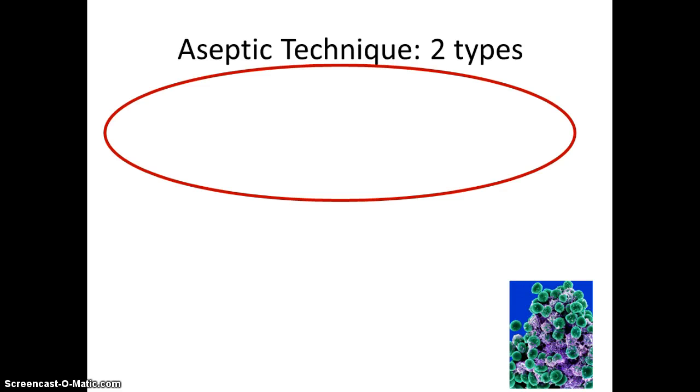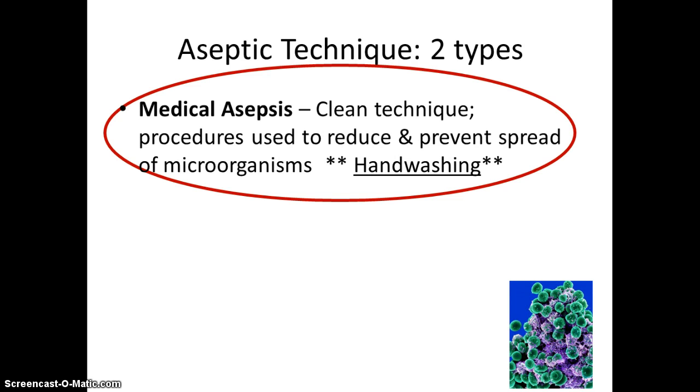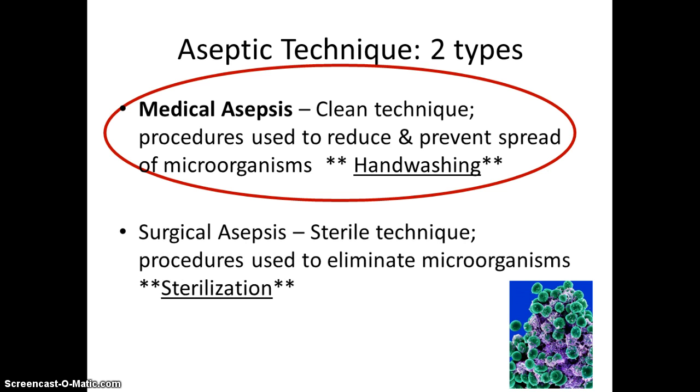Now, when we talk about aseptic technique, there are two types: medical asepsis, which is clean, and that basically is our hand washing, and surgical asepsis, which is sterile. The difference is, with medical asepsis, we want to prevent the spread. With surgical asepsis, our goal is to eliminate the microorganisms, and that's the difference. And what we'll be focusing on for this lab is medical asepsis, clean technique.